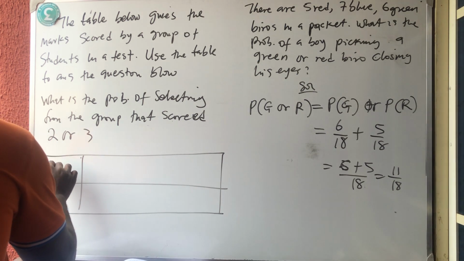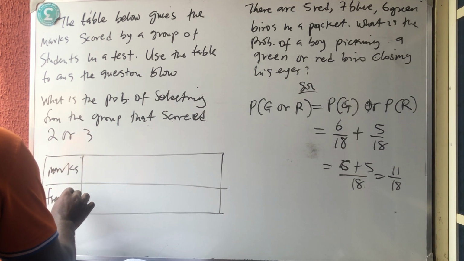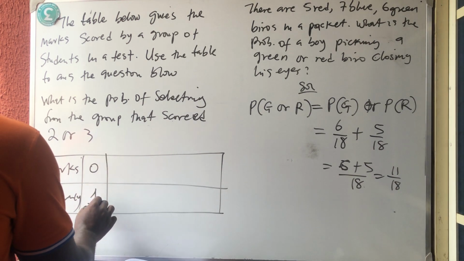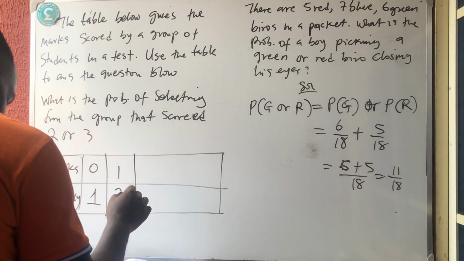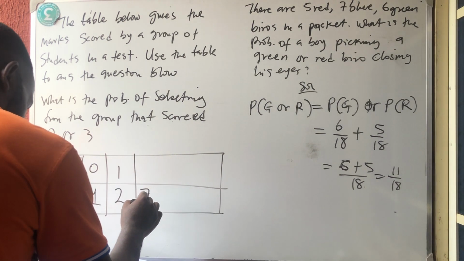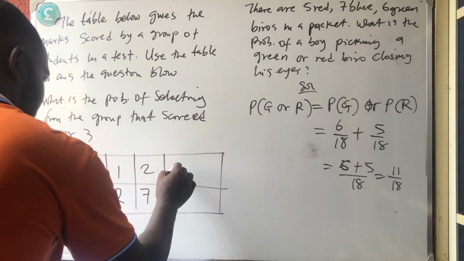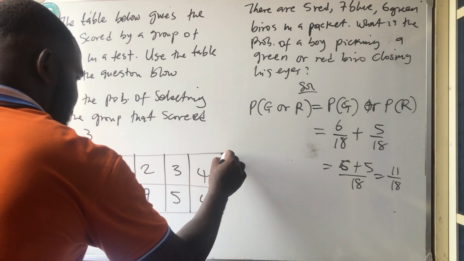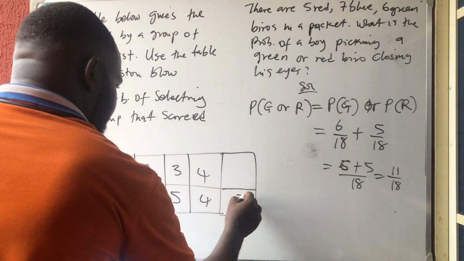This is the mark. This is the frequency. Only one person scored 0, the frequency is 1. 2 people scored 1. 7 people scored 2. 5 people scored 3. 4 people scored 4. And 3 people scored 5.